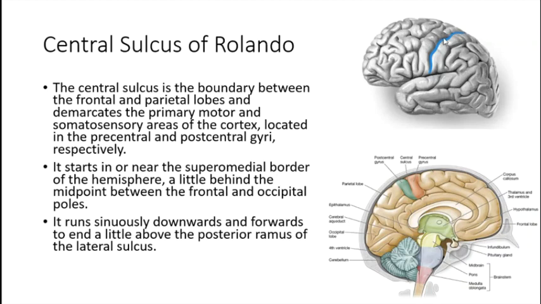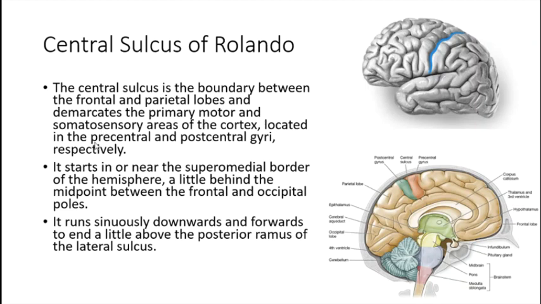This is the central sulcus, and it is so very important because it is one of those sulci which separate one functional area from the other. You should always be able to locate it because it is a very, very consistent sulcus, very identifiable, and obviously for its functional importance. It is the boundary between the frontal and the parietal lobes and demarcates the primary motor and somatosensory areas of the cortex. This is very, very important to know.